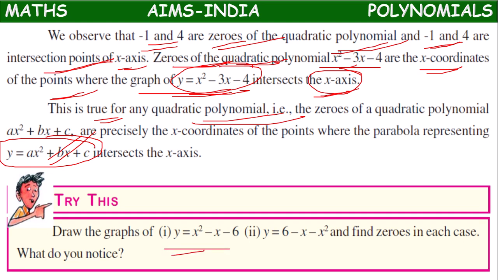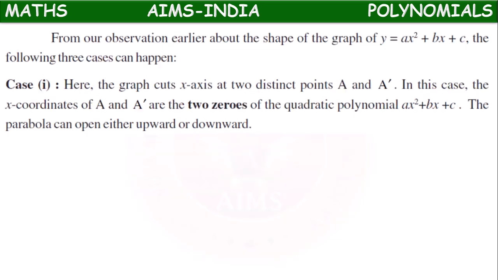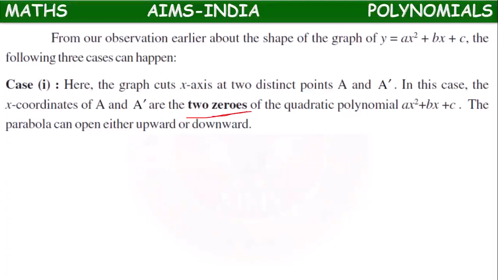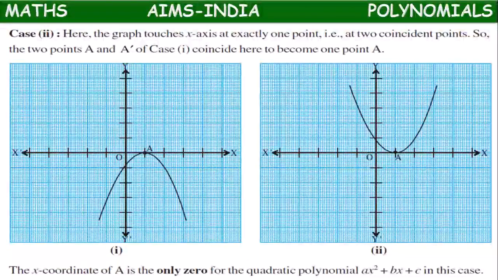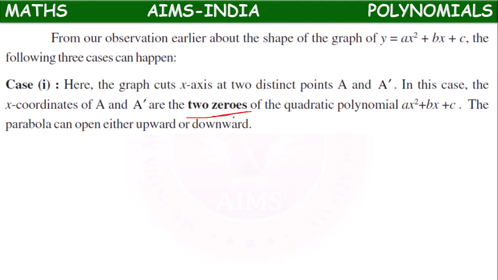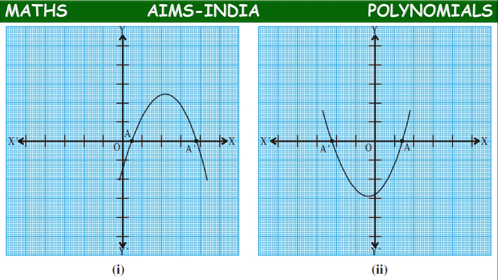So in the same way, children, you have to draw graphs for these questions. If you draw the graphs and observe, you will be finding 2 zeros, children. For any kind of quadratic equation, you will be finding 2 zeros. Okay, children. Still some more types of graphs are there. We can learn them in our next video, children. That's all for today.